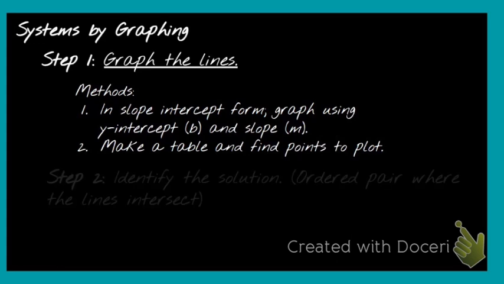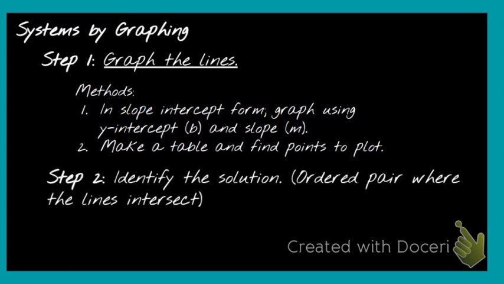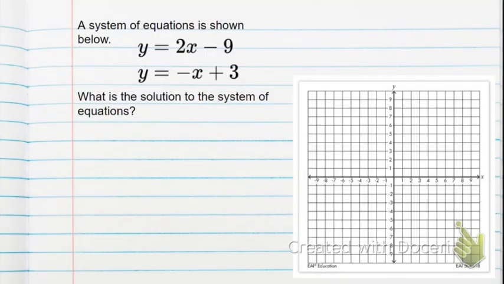Then step two is, once we graph both of those lines, we're going to identify the solution, whether it be a one solution, infinite many, or no solution. If it's a one solution, we're going to get an ordered pair where the lines actually cross. If it's infinite many, that's the same line, so we'll write infinite many. If it's a no solution and the lines never cross, we'll write no solution. Now that we have a baseline about how to do systems, let's look at a couple of examples. In my first example, it says a system of equations is shown below.